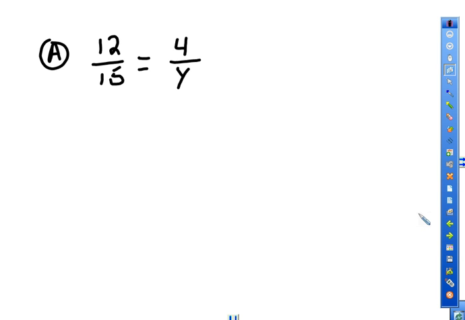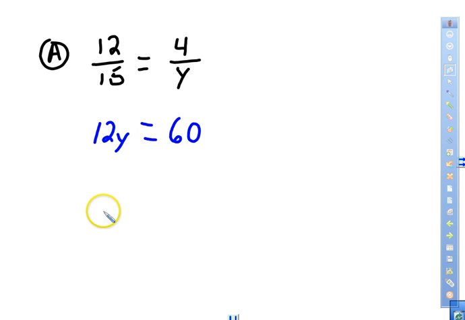So for this problem, again, 12 times y is 12y equals 15 times 4, which is going to give me 60. Could you have 12y on this side and 60 on the other side? Absolutely can. It does not matter.